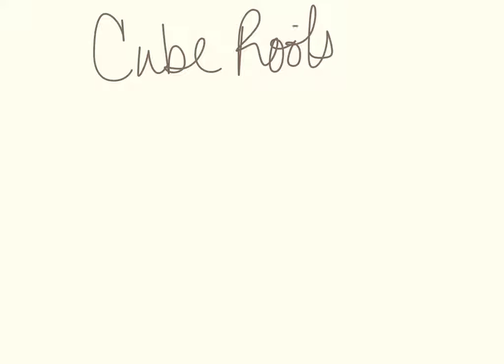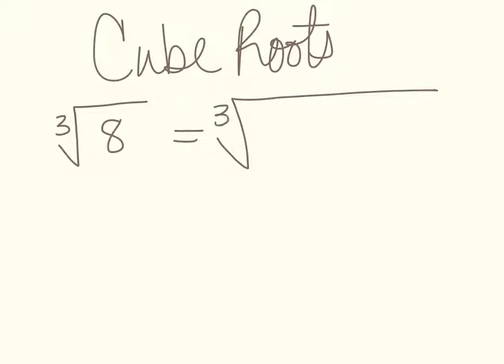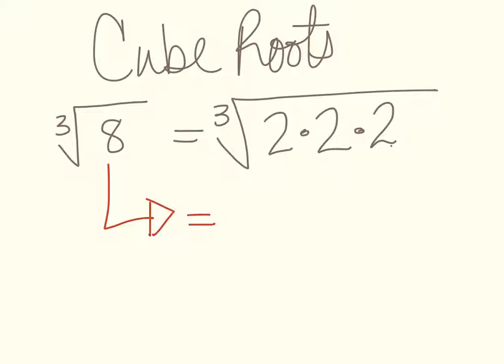Cube roots really fast, just so you're aware of what's going on. So if I have a cube root, like the cube root of 8, just like when I look for square roots, I'm trying to find the pair. For the cube root, I'm looking for triples. 2 times 2 times 2. 2 times 2 times 2 is equal to 8. So the cube root of 8 equals 2.